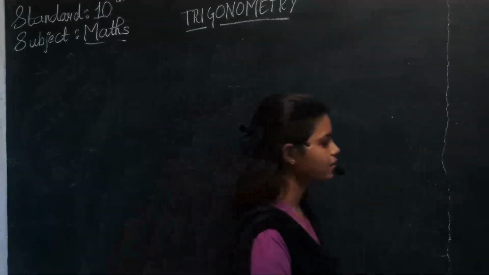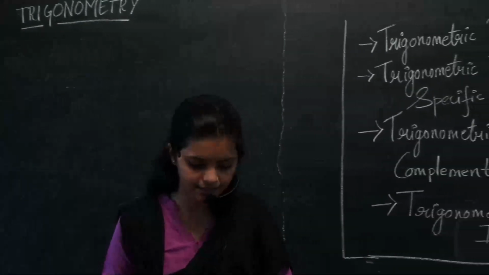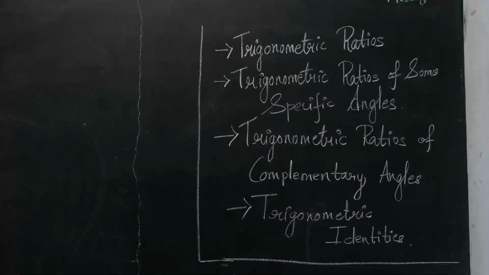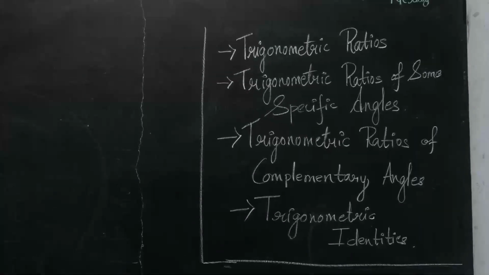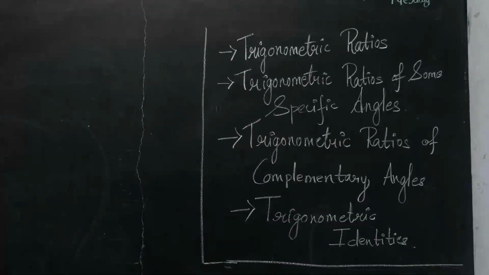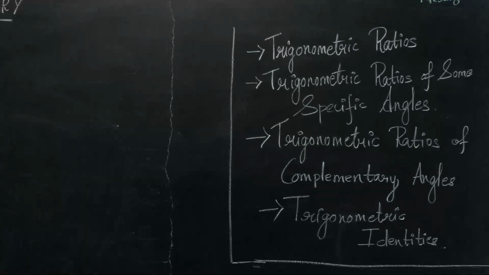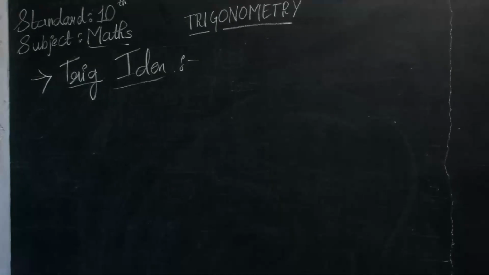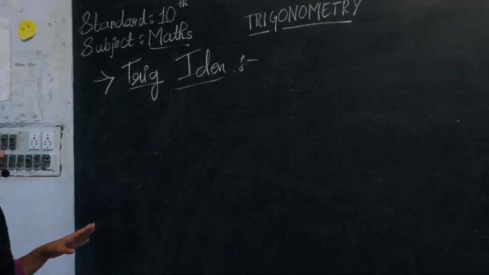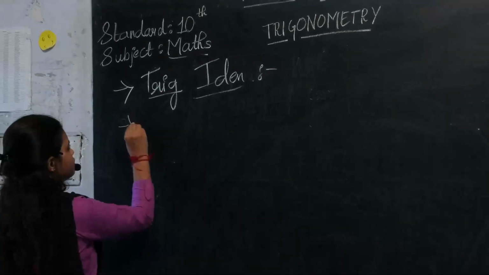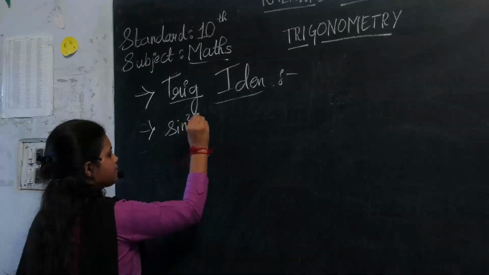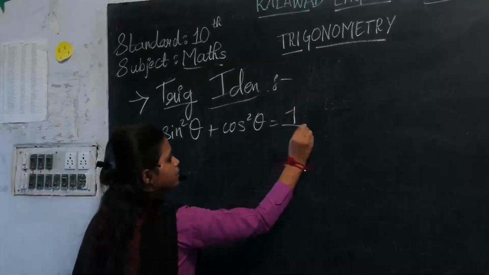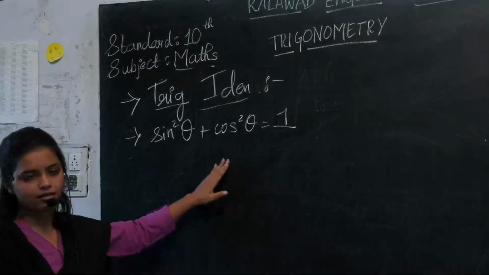Okay. Now comes the last topic, trigonometric identities. Now how to learn the identities? You just have to remember one only. Just remember the one identity. Which one? Sin square theta plus cos square theta equals 1. First we will write sin square theta plus cos square theta equals 1. Now we will find the second identity from this only.